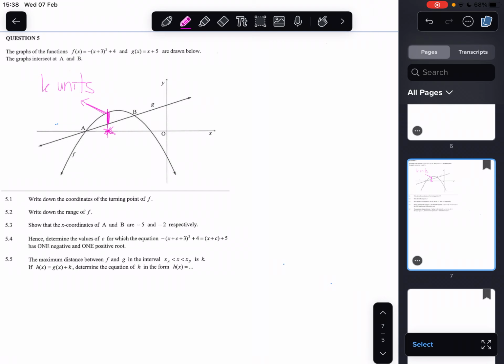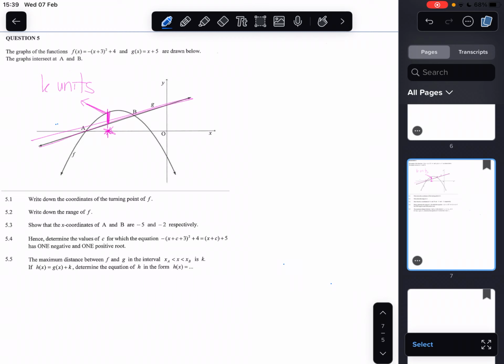So if we find that k is 10 units, then we know that the equation of h is just going to be the equation of this line bumped up by 10 units. So we don't even need the x, but we need the x in order to find what the maximum distance is. Okay, cool. So let's do it.